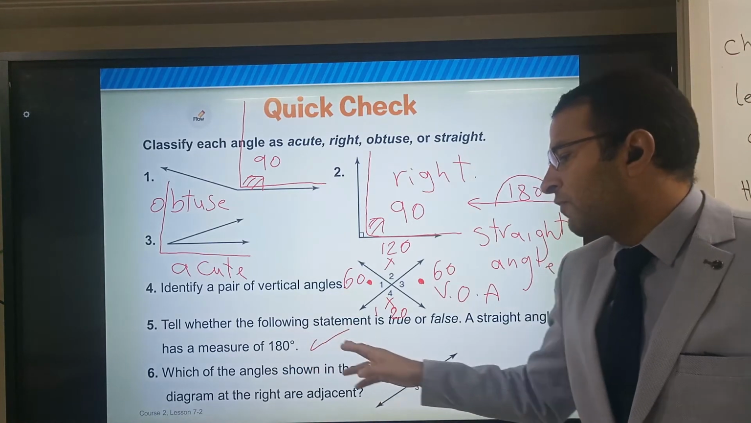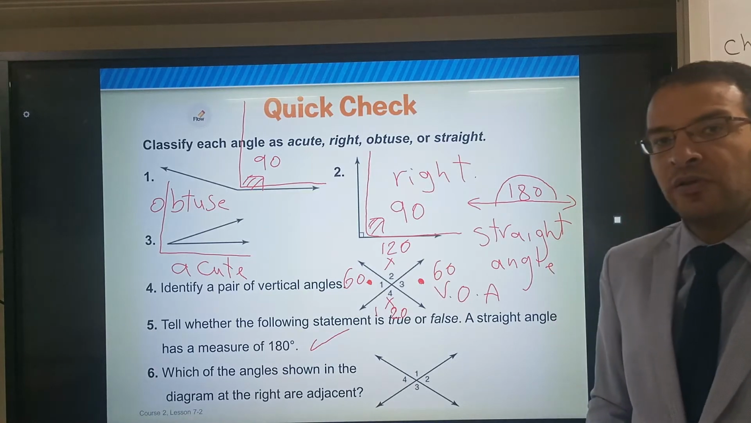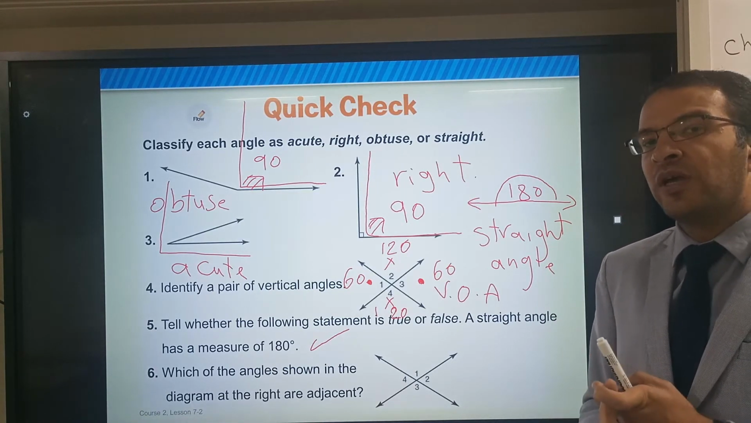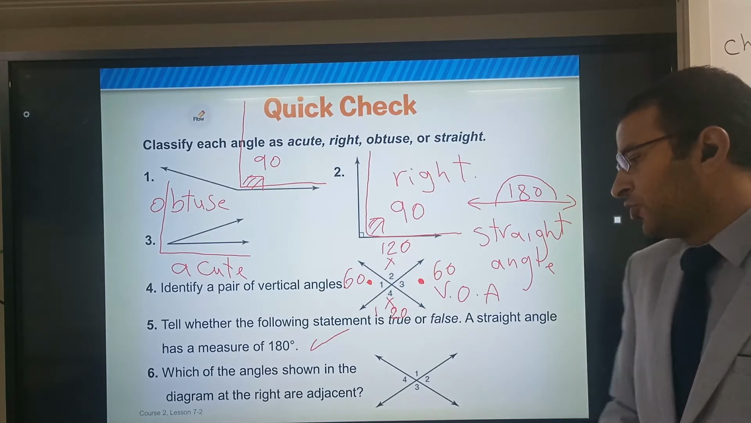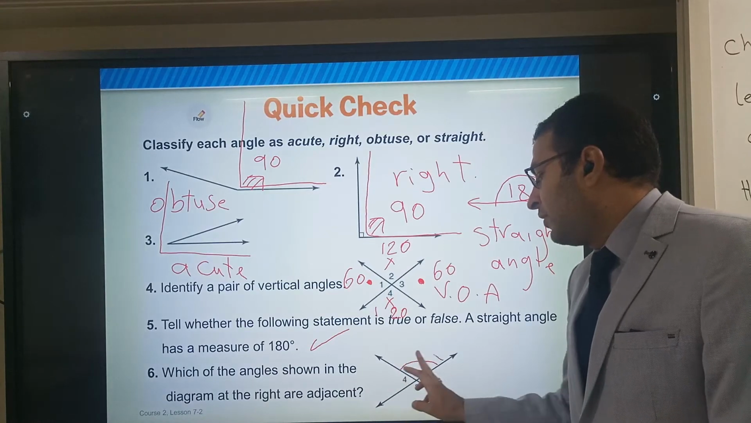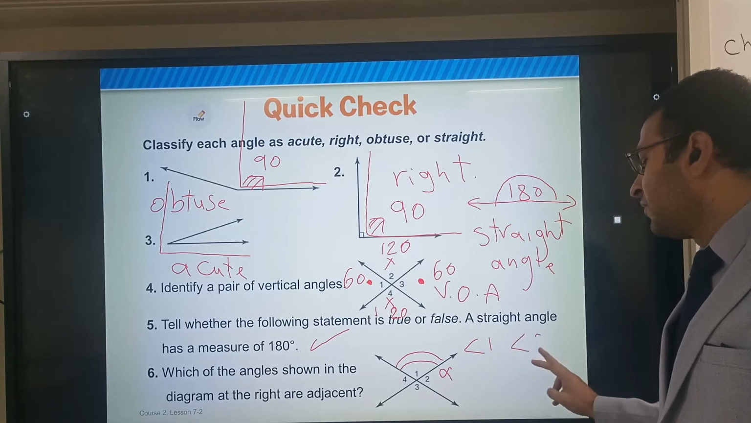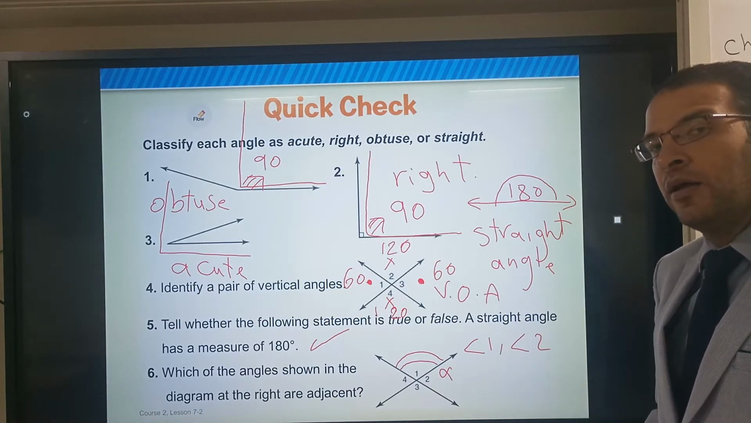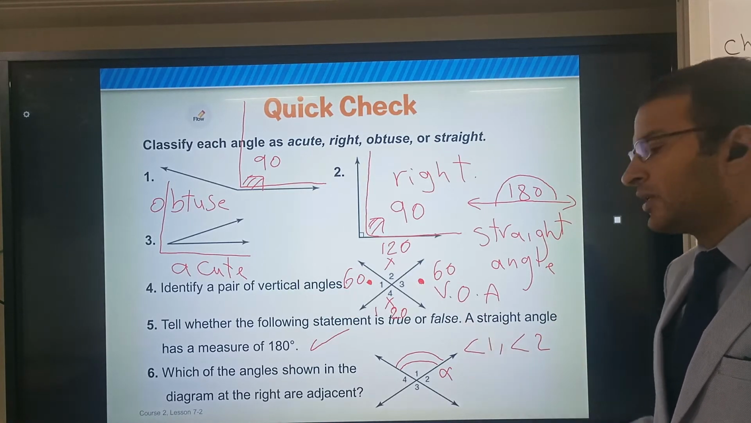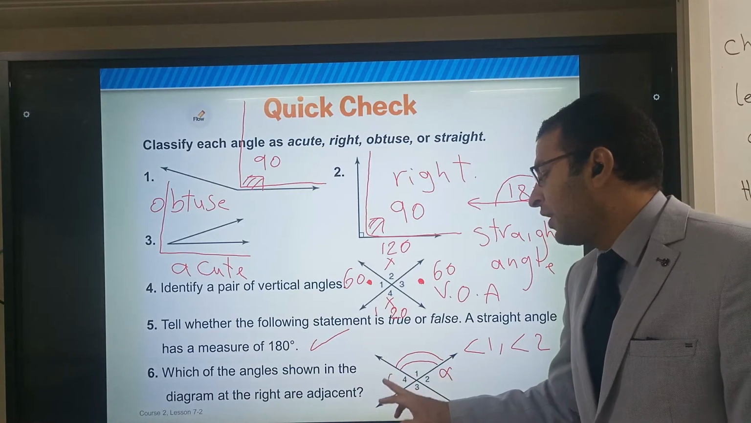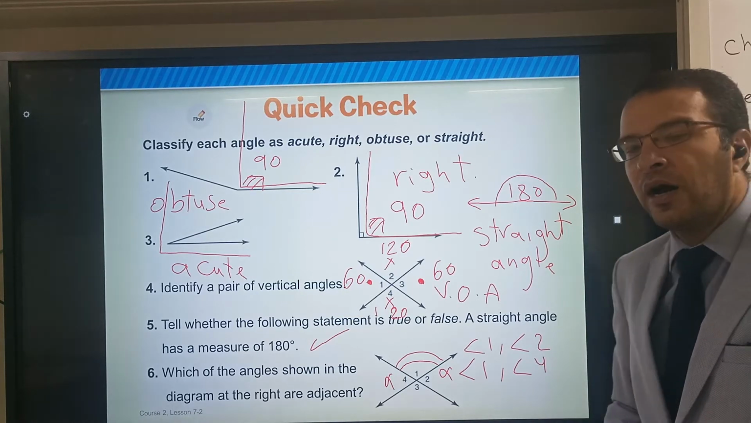It asks which of the angles shown in the diagram are adjacent. We said if we have adjacent angles, my friend, we firstly have a common vertex, we have a common side, and they do not overlap, which means the outer arms are in different directions. So we have angle 1 with angle 2. These two angles will be adjacent. And I have angle 1 with angle 4. Both are adjacent angles.